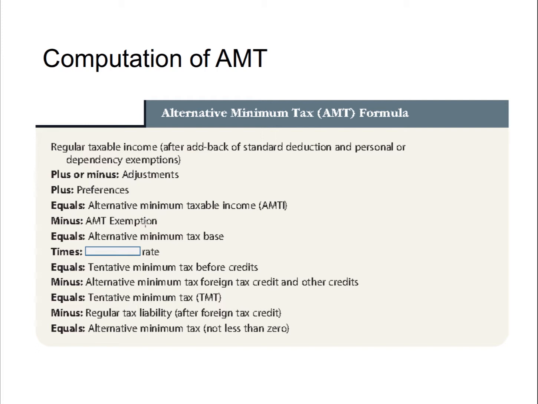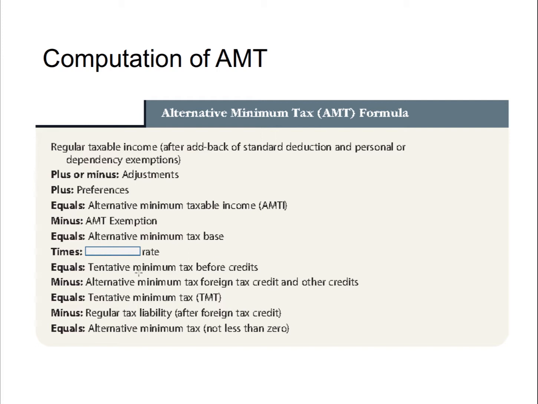We subtract away the AMT exemption, which amount can change. That equals our alternative minimum tax base. We multiply by the rate, which has never historically been more than the highest ordinary income tax rate. It's been equal at one time, but it's never gone above the ordinary income tax rate, and usually it's well below. So at the time of this video, the highest tax rate is 39.6% for ordinary income, and the highest AMT rate is 28%. That changes. A few years ago, it was 25%. Okay? And that, we multiply, equals our tentative minimum tax before credits.